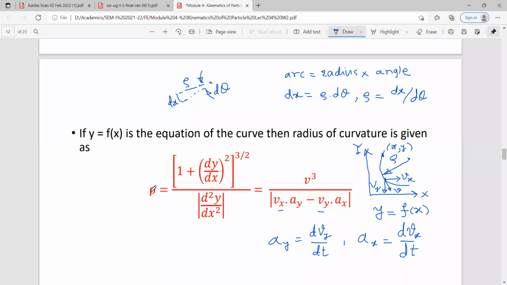All of you note down this formula of radius of curvature. Actually, there are two formulas. One is to be used when y is given as a function of x, and this formula is to be used when you have the values of velocities and acceleration and their components available, or by any way you can calculate them.